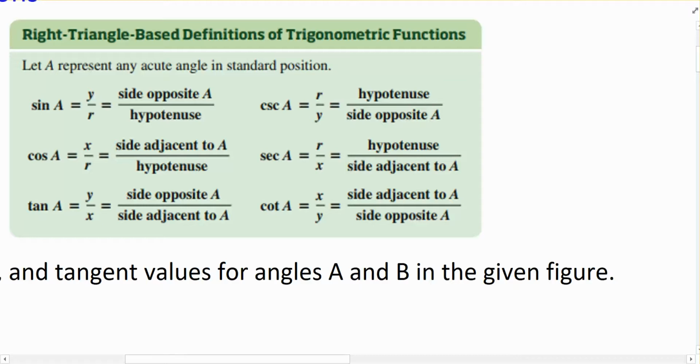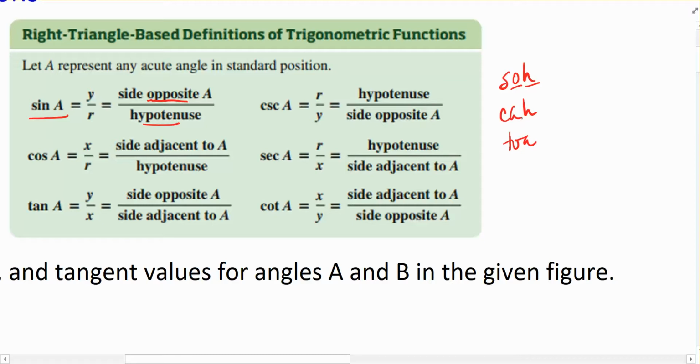Now, typically, if you've ever heard of this, the acronym that helps us remember sine, cosine, and tangent is SOHCAHTOA. Now, if I want to use that acronym, what that tells me, if I have the sine of angle A, then the sine of angle A is the ratio of the side opposite angle A over the hypotenuse. So opposite the angle over the hypotenuse of that triangle. So that's where we get the SO from.